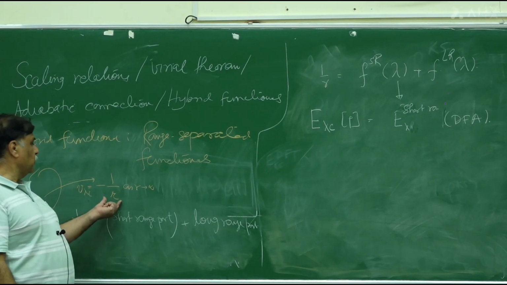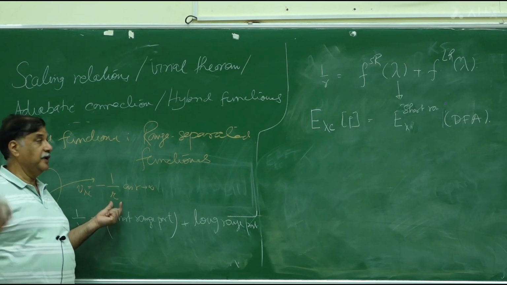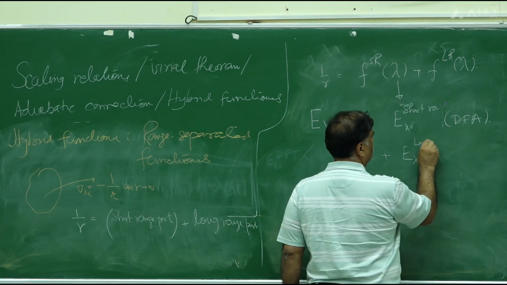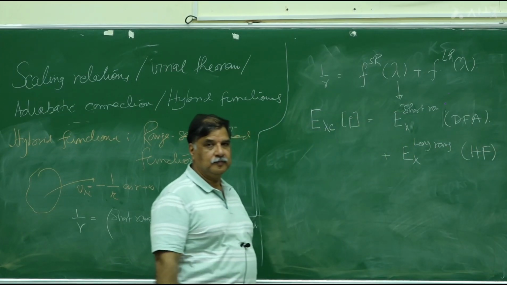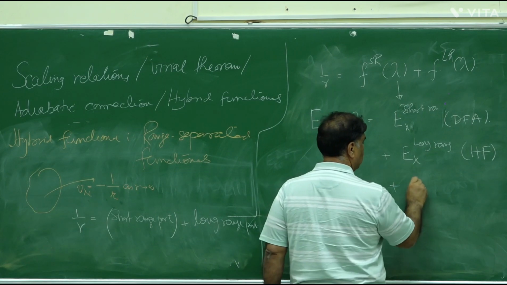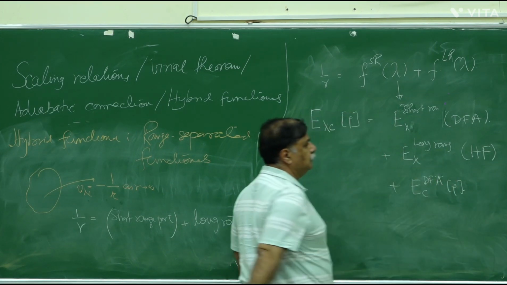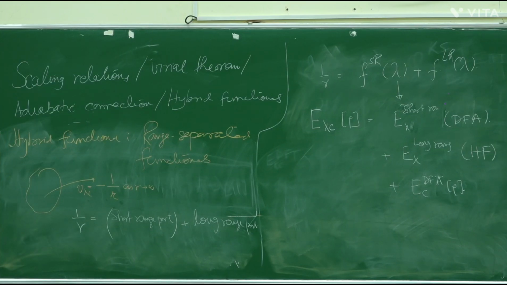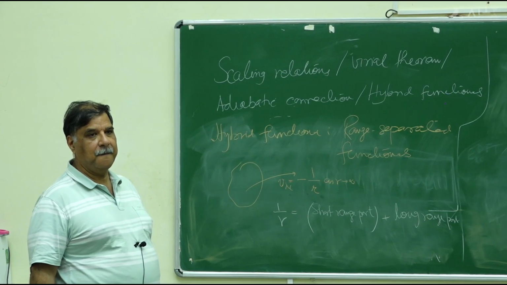Remember, my final aim is to get 1 over R behavior correct. So for that, what I'll do is I'll treat the long range part correctly. Hartree-Fock gives you minus 1 over R. So plus E exchange long range Hartree-Fock, plus E correlation in DFT approximation. Sir, we want 1 by r long range to be correct. Yes. So, what is the problem? Problem is that the functionals like LDA or GEA or GGA do not give you that part correctly.